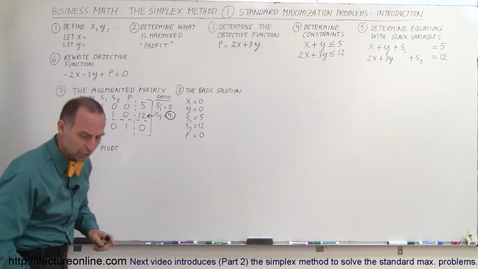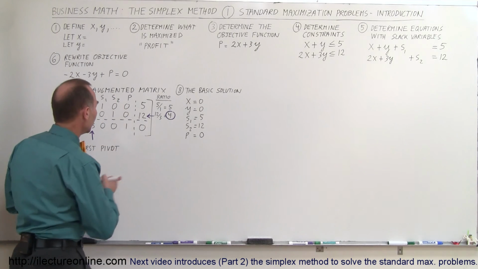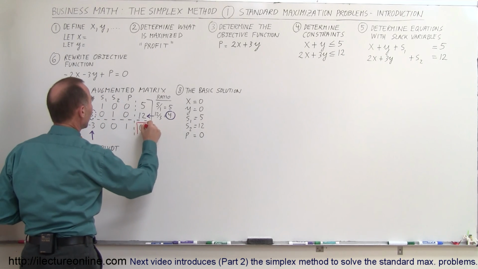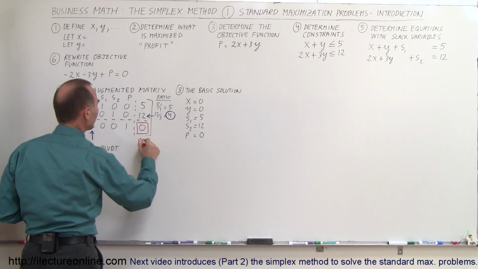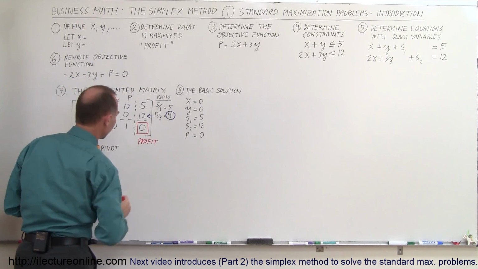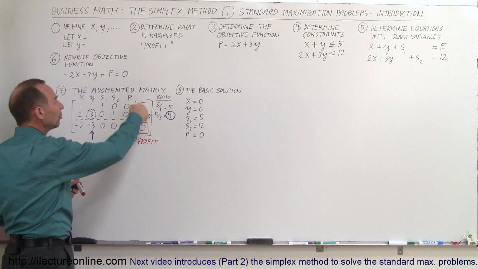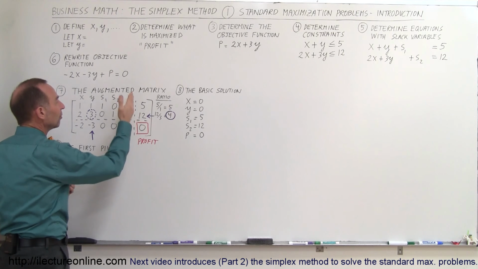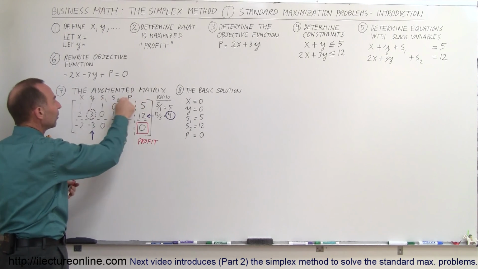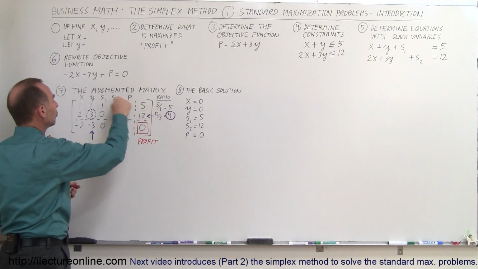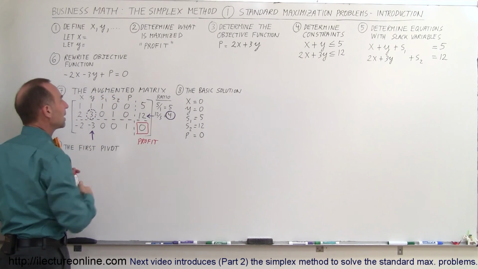Now, what do those numbers mean? Notice that this here represents the profit, and at this point we have 0 for the profit. Also, these two numbers right here represent the value of any one of these variables. This could be equal to x, y, s1, s2, or p.